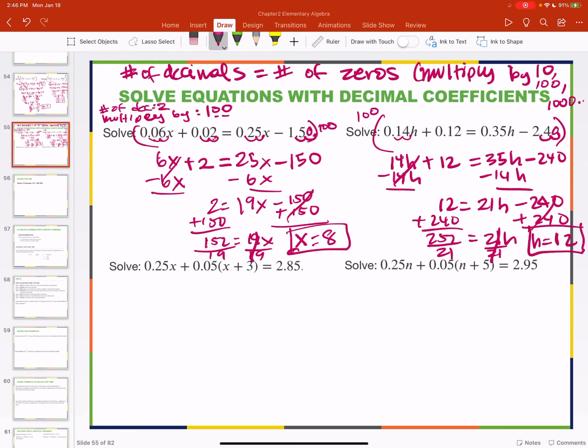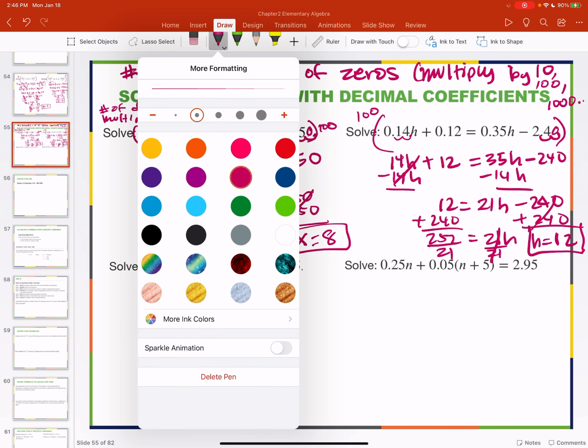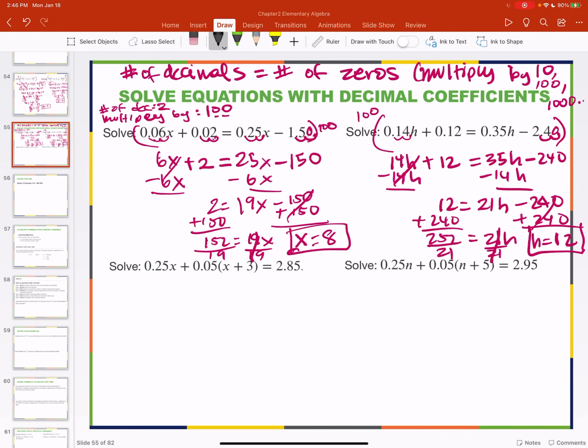Okay. All right, let's just choose a different color for fun. Okay, a black. Wow, that's so fun.